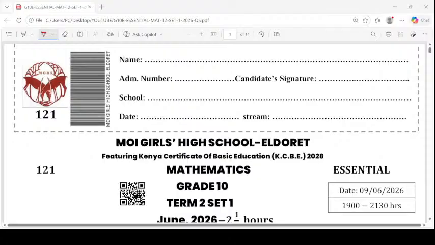We are going to discuss the Moi Girls High School, Eldoret, grade 10 mathematics, that is essential mathematics.